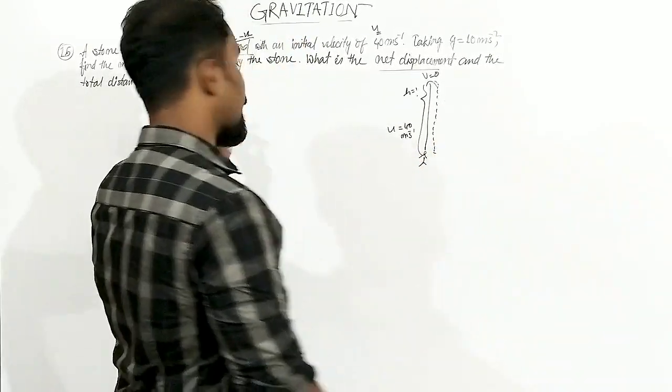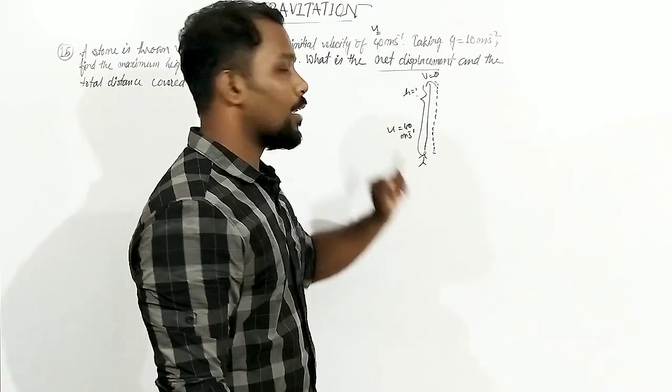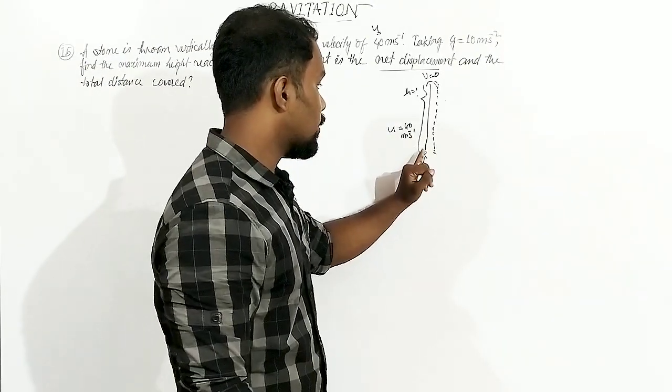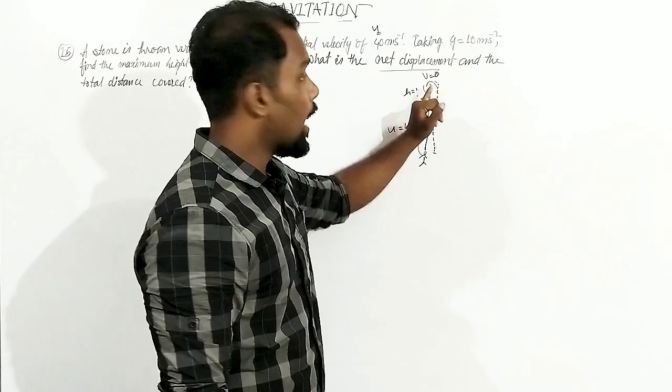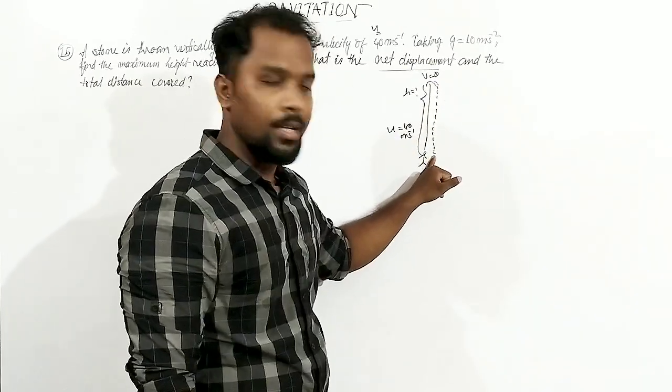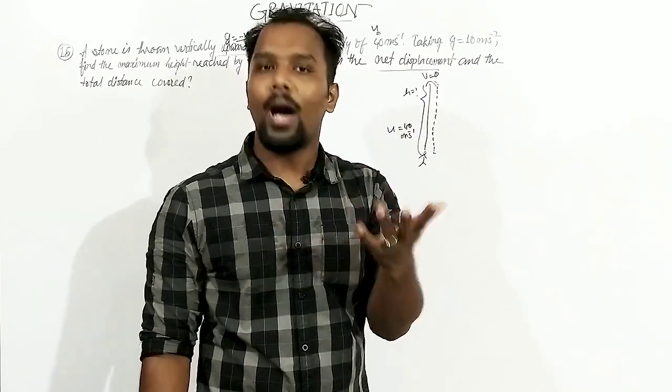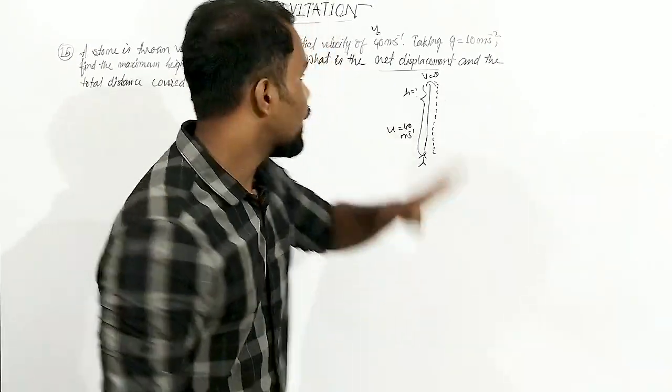And what else do we have to calculate? The total distance. See, we have to calculate the distance from where it moves towards that height. Again, it will fall to the same position. So it is going to be what? The summation of the two heights. Then we are going to get the total height. Now we will actually solve it.